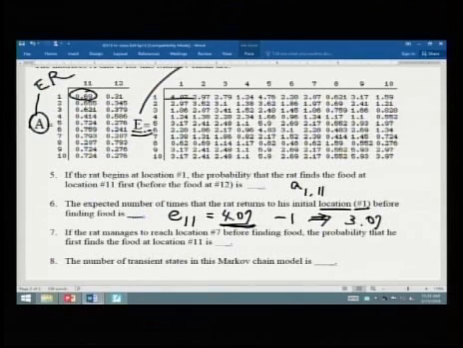Why do we need to subtract that one from the E matrix? Because it started from initial location 1, which is the same as the ending location.